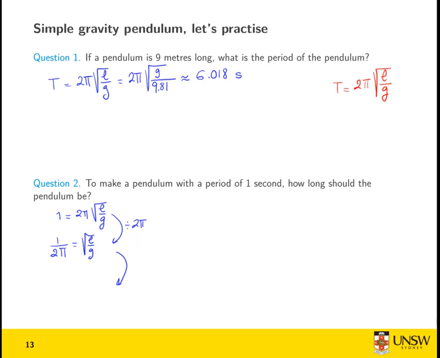Then we could square. And now what we get is L on G, and we just want L, so we can just multiply both sides by G. And we get L is equal to G on 4 pi squared. We sub in, and we get 0.25, because everything was expressed in meters, and we can see that that's 25 centimeters.